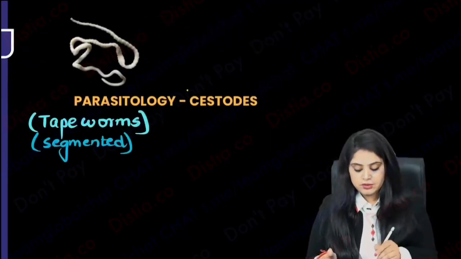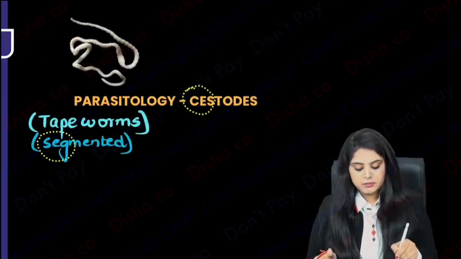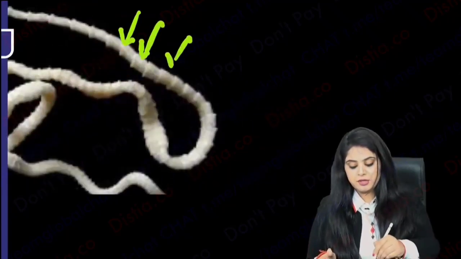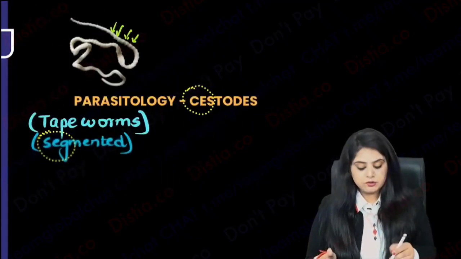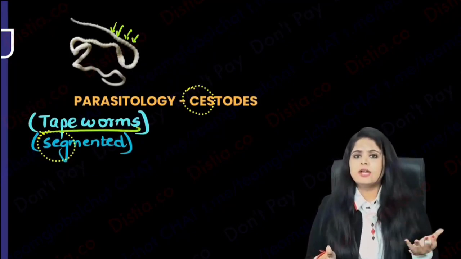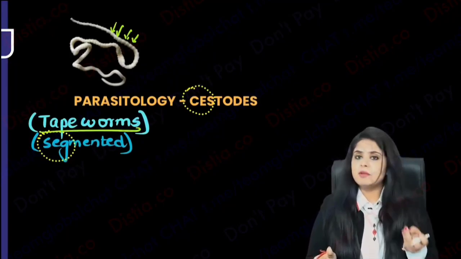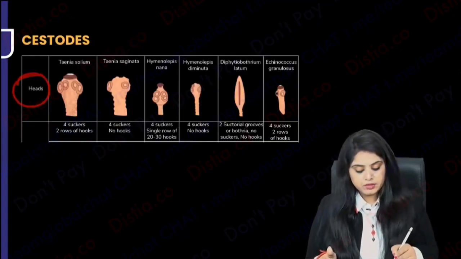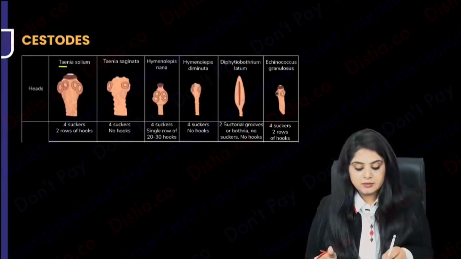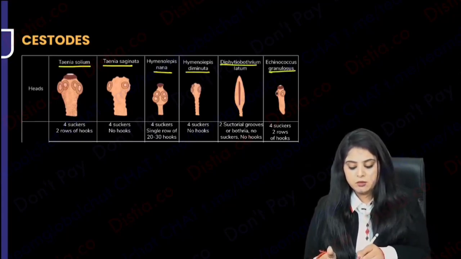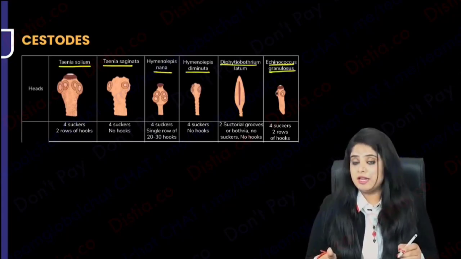And as I've told you, cestodes are the ones which are going to be segmented. If you zoom in, you can definitely see that there are segments present and they look like a tape. So these are all the tapeworms. Now the entire organism is going to look like a tape, everyone is going to look segmented. So how shall I differentiate? I'm going to focus on the head end. I can see their names: Taenia solium, Taenia saginata, H. nana, H. diminuta, Diphyllobothrium latum and Echinococcus granulosus.